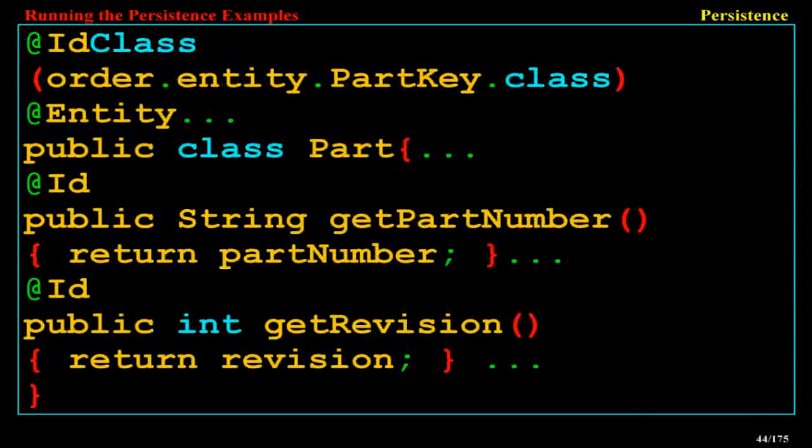Entity. PartKey class. Entity. Public class Part. Id public String getPartNumber() returns partNumber. Id public int getRevision() returns revision.